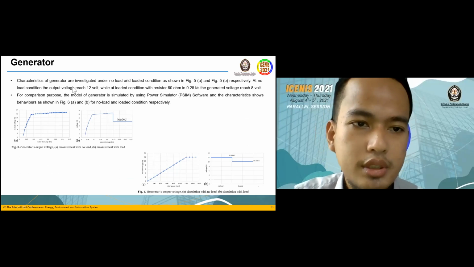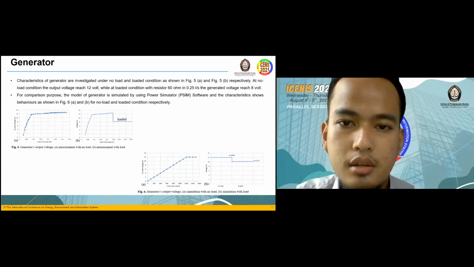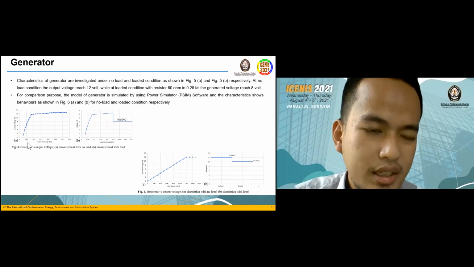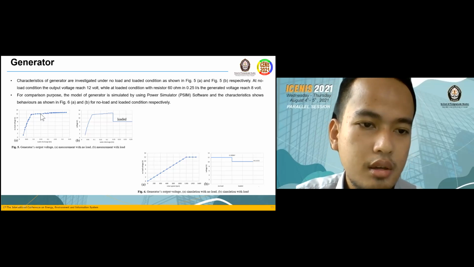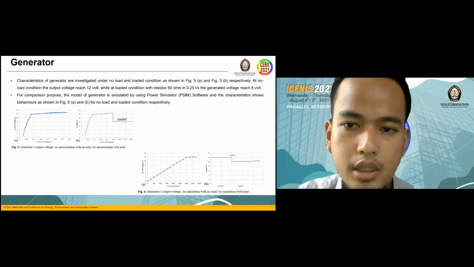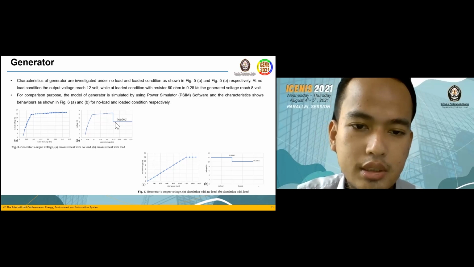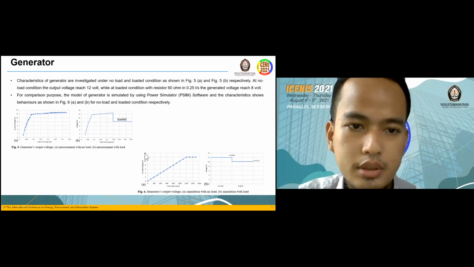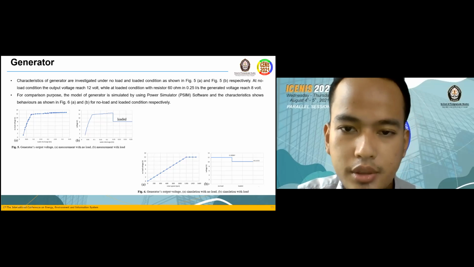The characteristics of the generator are investigated under no load and loaded condition as shown in figure 5. We can see in figure 5a, the generator in no load condition. We get the output voltage here about 12 volt. And in loaded condition with a 60 ohm resistor at 0.25 liter per second, the voltage drops to about 8 volt.